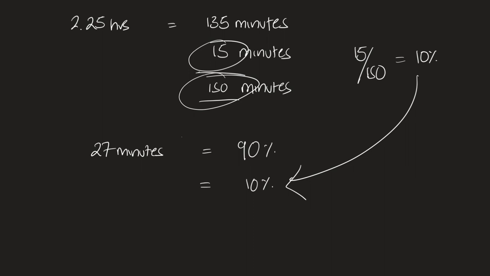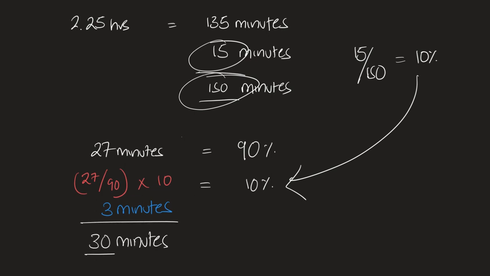Now, to work out the 10% time, if we know that 27 represents 90%, we're simply going to do 27 divided by 90 to work out 1%, and then multiply this by 10 to get the 10%. And actually what that gives us is 3 minutes. So in total, 27 minutes of actual productivity time plus the 3 minutes is going to give us 30 minutes altogether. Now, 30 minutes as a fraction of an hour is 50%. That's half an hour.